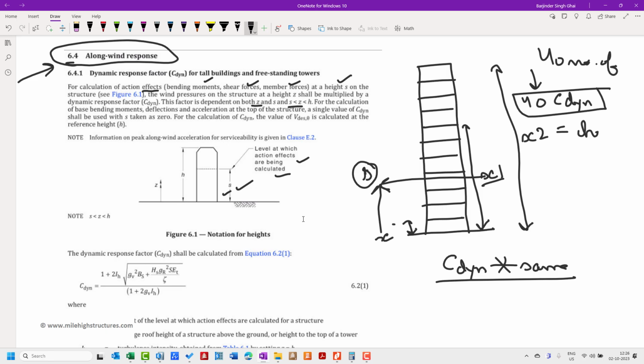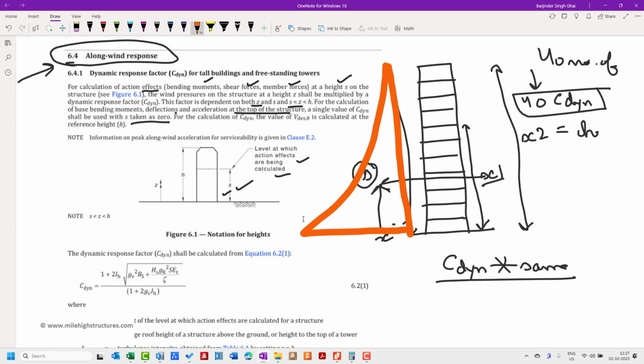And after that, for calculation of base bending moment, deflections, and acceleration at the top of the structure, a single value of Cdyn shall be used with S taken as 0. If we want to draw the bending moment diagram, assuming it as a cantilever, this shall be the cantilever bending moment diagram with the maximum value of the bending moment at the base. If the maximum value of the bending moment, or shear force also, is at the base, then S is equal to 0 in that particular case.